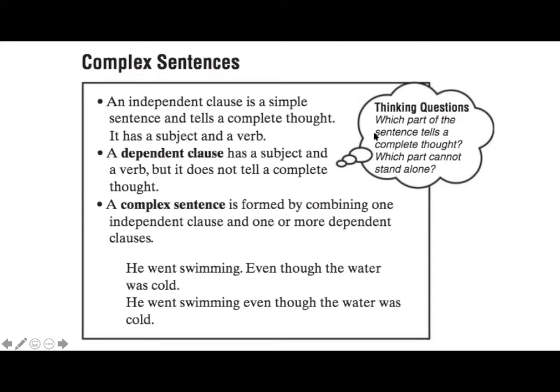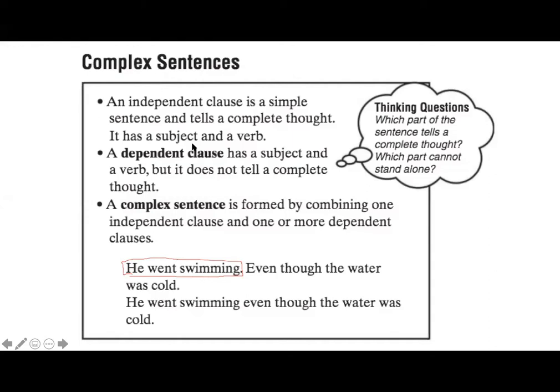Okay, guys, so a lot of information on this page. So let's just break it down. An independent clause is a simple sentence that tells a complete thought. It has a subject and a verb. So an independent clause can stand alone by itself and still make sense. For example, here, he went swimming. This is our independent clause. With this sentence standing by itself, it still makes sense. He went swimming. It tells a complete thought. It has a subject and a verb.